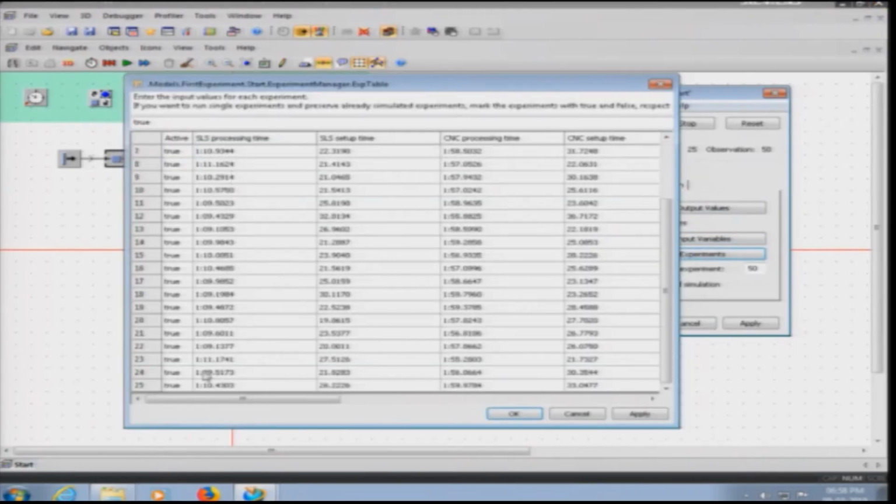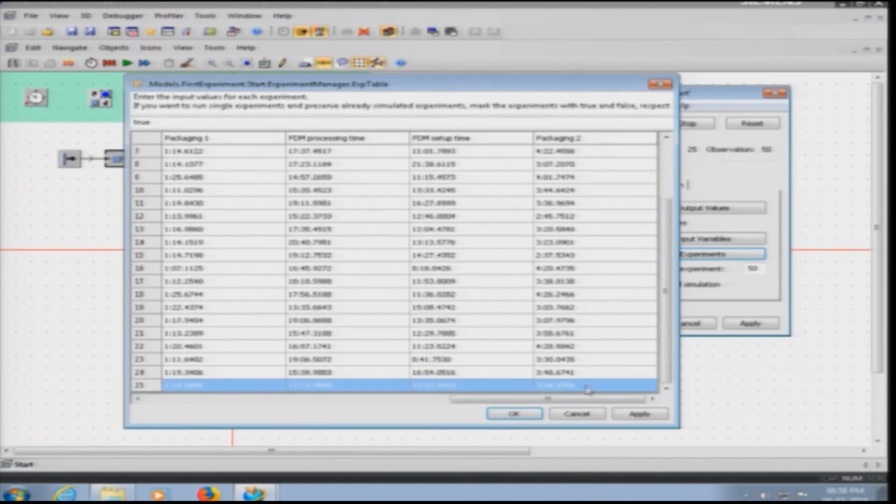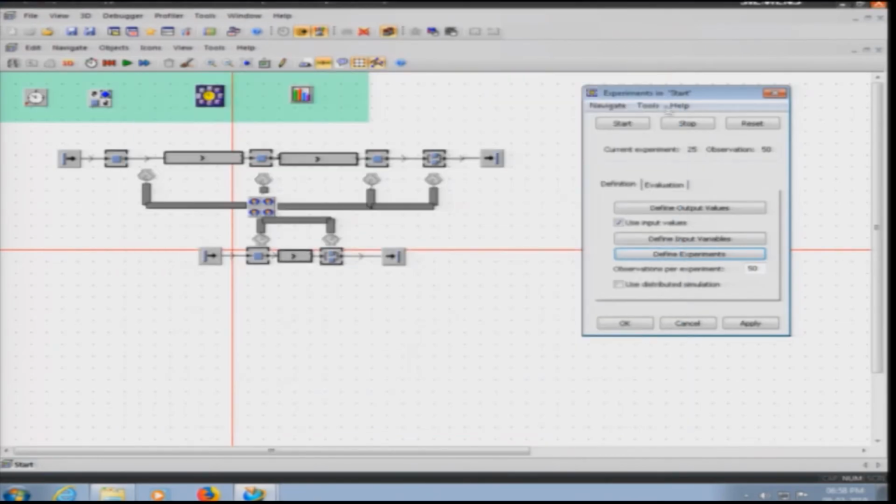Different experiments, 25 experiments would be conducted, total 25 experiments. Times for selective laser sintering, setup and processing time for this, setup and processing time for CNC, all these times are put here. So 25 experiments, and for each experiment we have put observation per experiment. That means each experiment would be repeated 50 times, and that would give a result for one experiment.